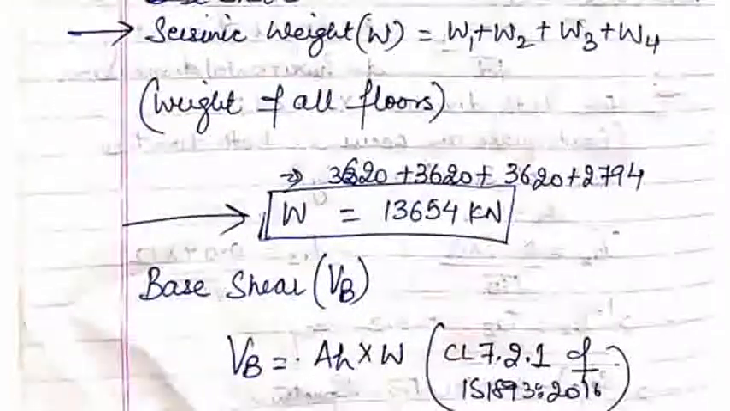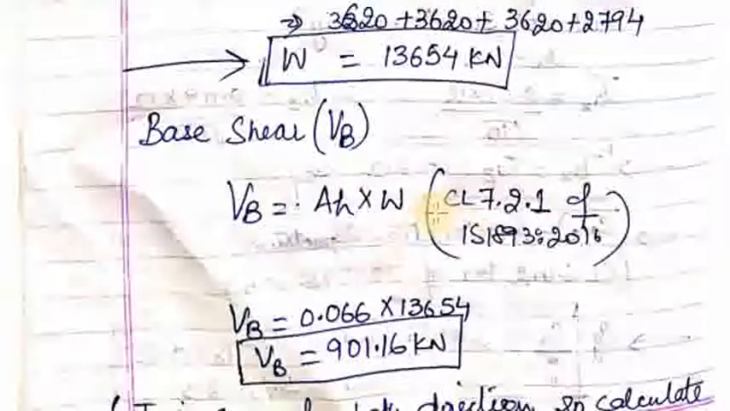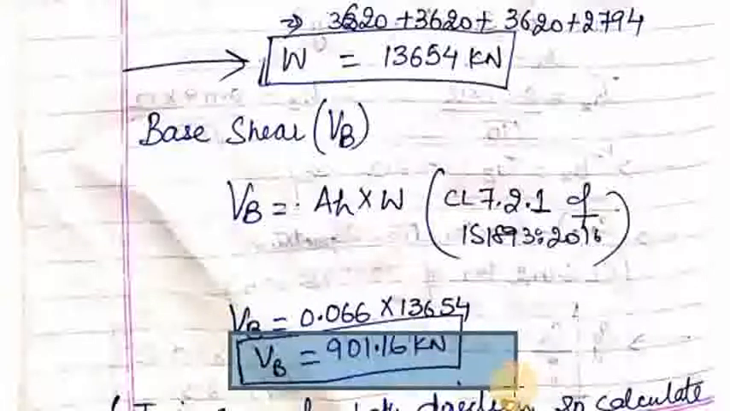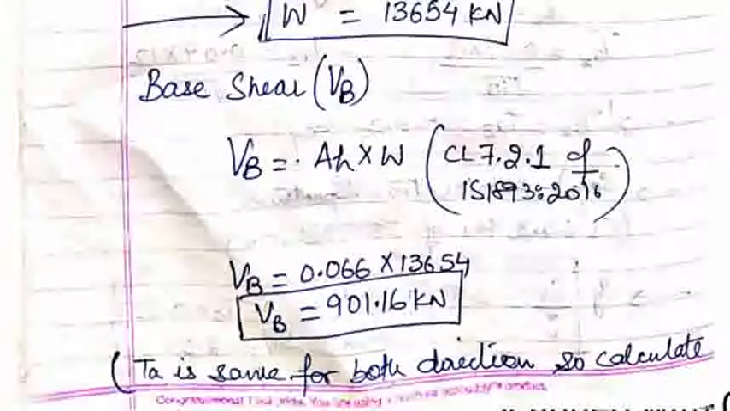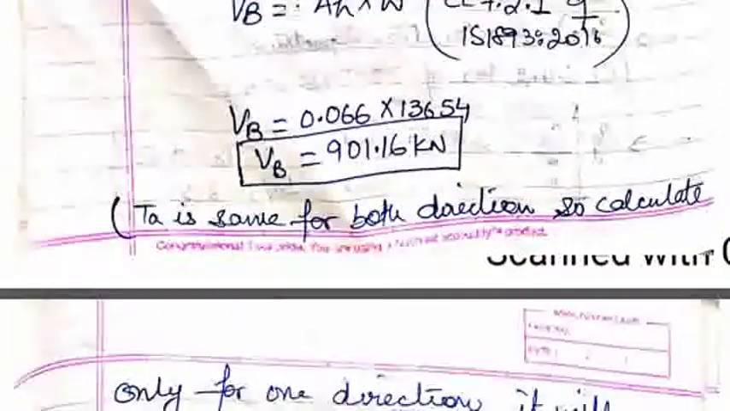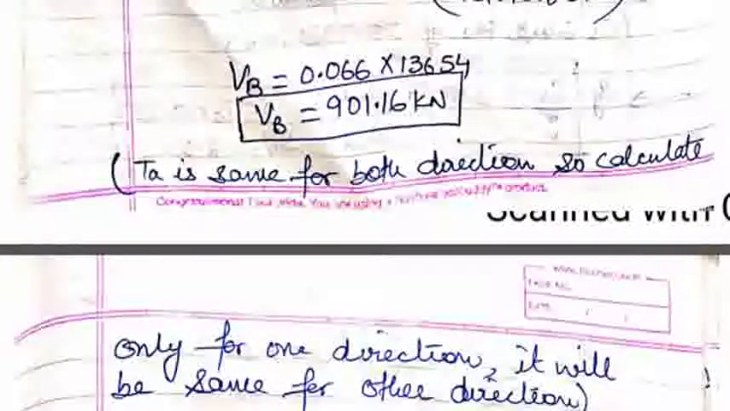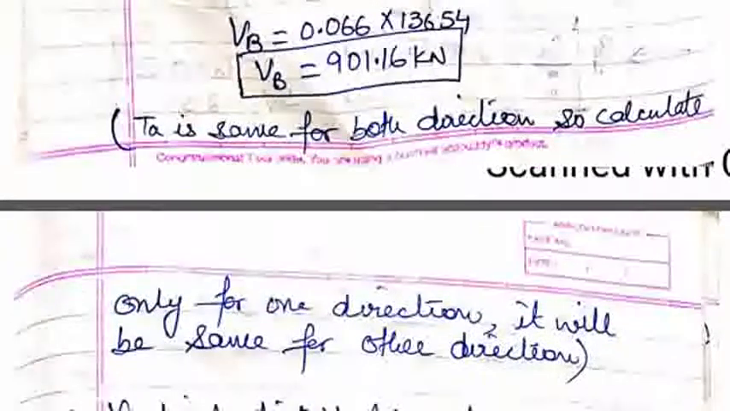Now we need to calculate the base shear. For the calculation of the base shear, we need to multiply the value of AH with the value of W. The value of AH is 0.066 and the value of W is 13654. After multiplying these two values, the base shear VB comes out to be 901.16. Now one thing is there, as Ta is the same for both directions, we calculate only for one direction. It will be the same for the other direction as well.